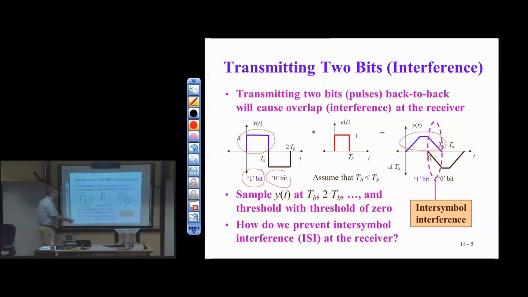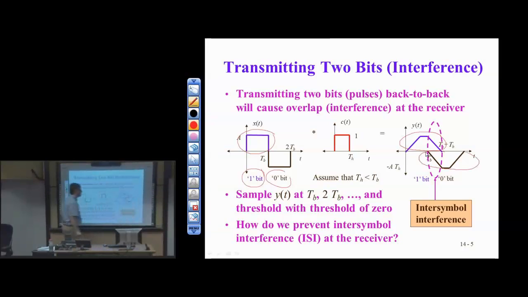The bit of value 0 also goes through the channel, and it comes out wider than before, the same width, T sub H plus T sub B. And you'll notice I have an overlap. So there's a region in the time domain in the received signal, shown here in the purple dashed ellipse, where I have intersymbol interference.